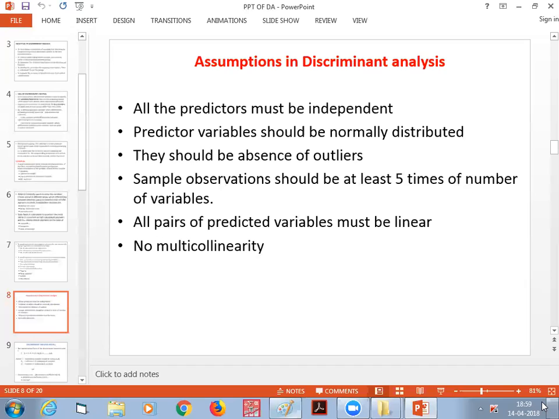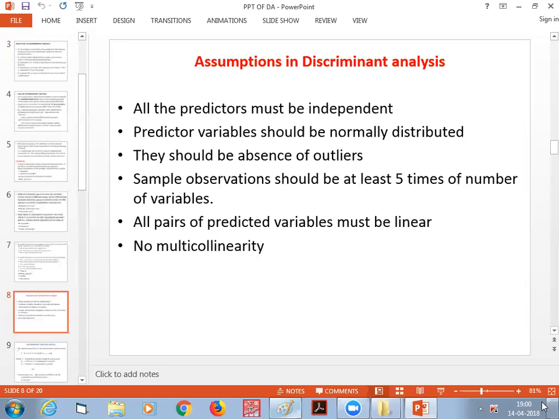So that's what, the sample size must be very large. All pairs of predictor variables must be linear. That means the x1, x2, etc., many variables, they must be linearly related. And the last one is multicollinearity. It is similar to the first problem only. When you say that the predictors are independent, it means that the variables are uncorrelated, or there is no relationship between the variables. That is multicollinearity only. It's one and the same, highlighted separately.